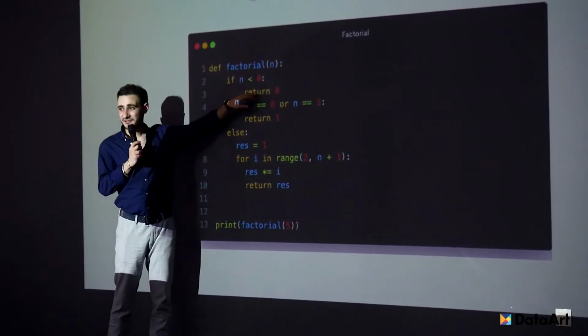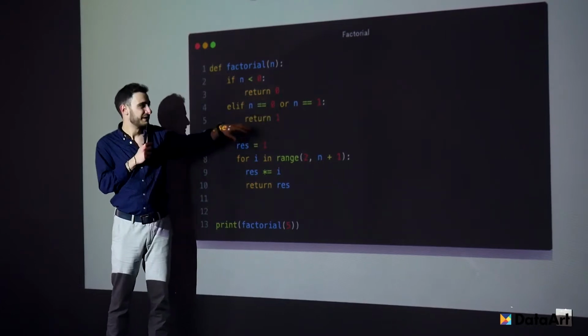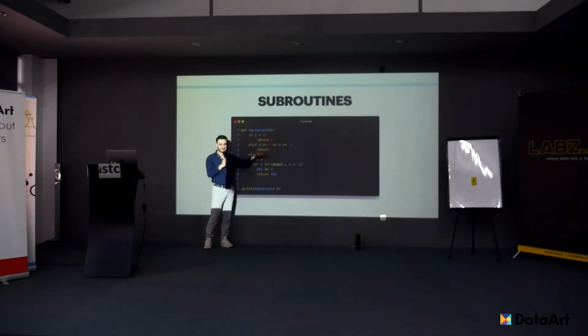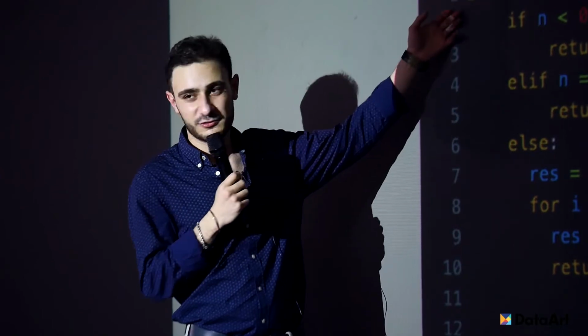So if the number is less than 0, it's undefined. If it's 0 or 1, the definition is that the factorial is 1. In the other cases, it uses a for loop to iterate n times and find the factorial of that number. And we have the call here. So in this case, what happens? The interpreter passes through this code, it gets to this point, it calls this particular function, and then what happens? This function has to be executed from the beginning to the end. Nothing else can happen before this particular function is done.